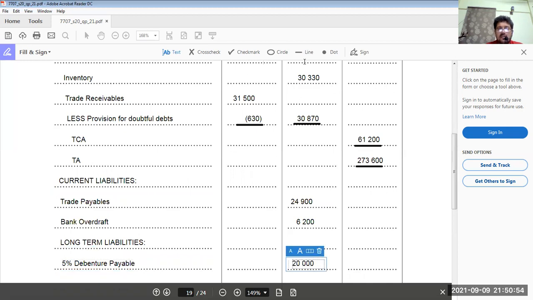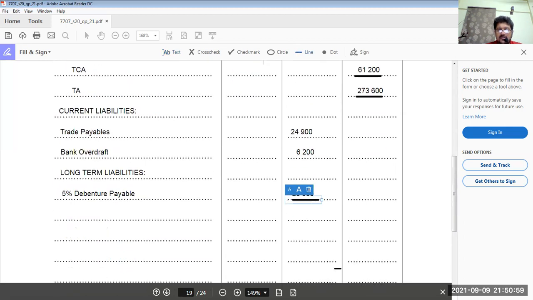Done. Now what we do, we will get total liabilities over here, TL. This is our total liabilities. How much? 24,900 plus 6,200 plus 20,000 is 51,100. Total liabilities are 51,100.